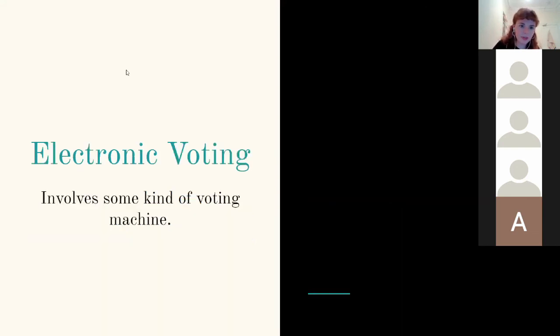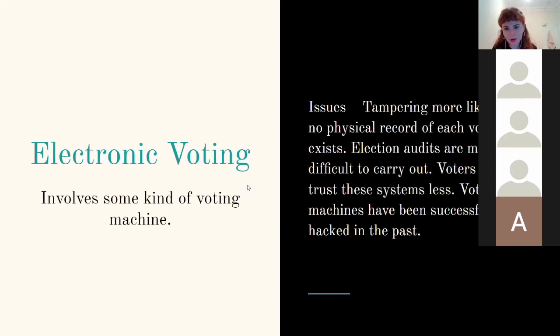Cool. Electronic voting involves some kind of voting machine. So tampering is more likely as there's no physical record of each vote that you can use for accountability. Election audits are more difficult. Voters tend to trust these systems less, and voting machines have been successfully hacked in the past.